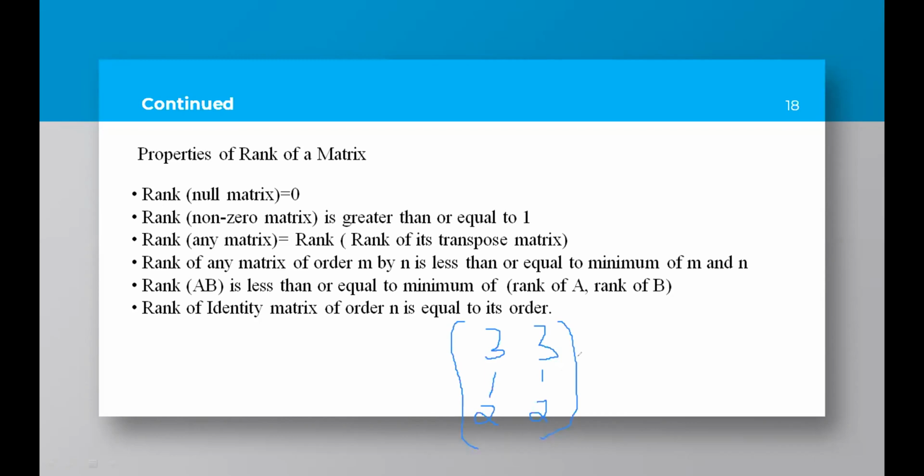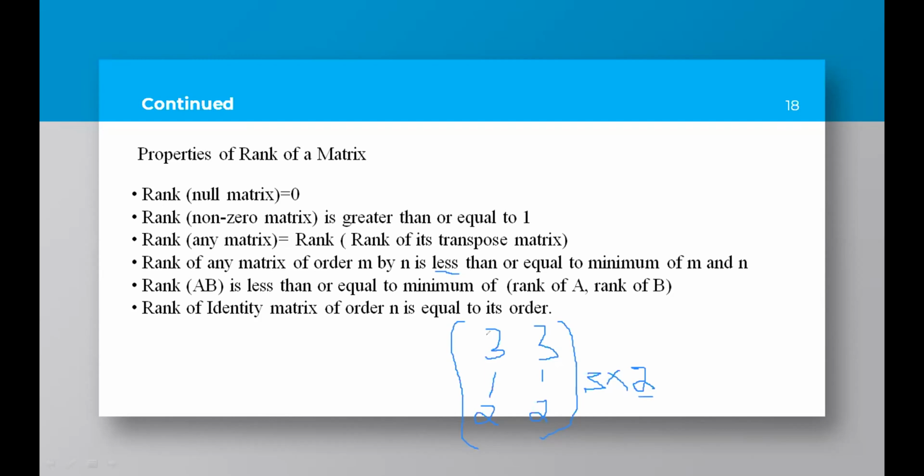This is a matrix of order 3 by 2, is it right? So the minimum is 2. The property says the rank of a matrix of order m by n is less than or equal to the minimum of m and n. It's not always equal to; it may be less than sometimes or equal to sometimes. So the maximum possible value here is 2. It may be less than or equal to 2.